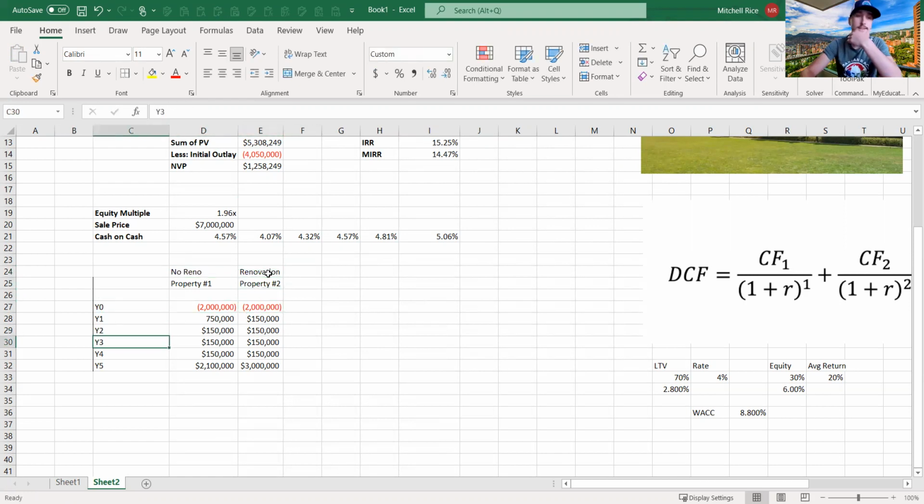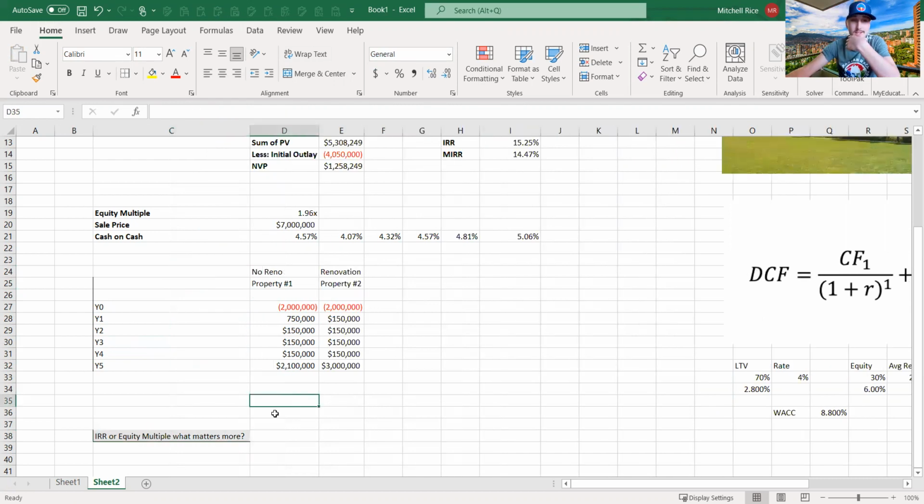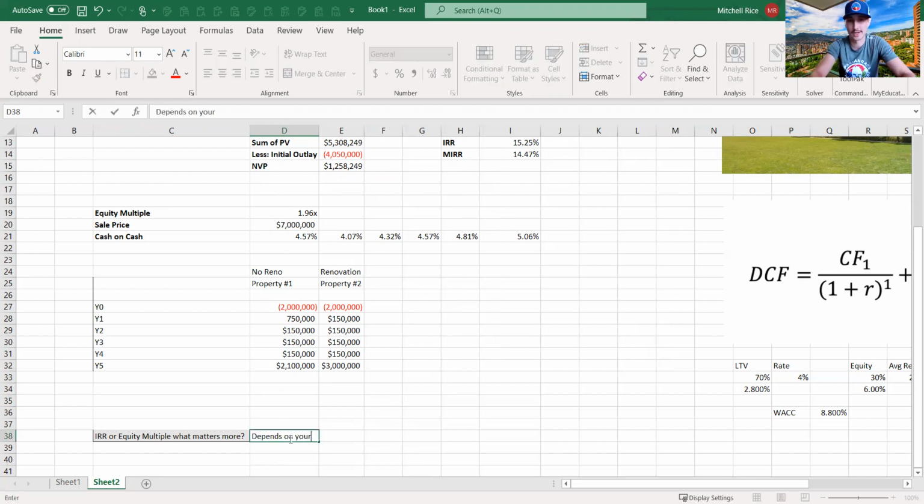And then because of that, in year 5, because property 1 didn't renovate, you're getting less out of it. You can't sell it for as much as property 2 could. So the reason I'm showing you this example is because for every project we have to ask a question. Or I always ask myself, what's more important, the internal rate of return or the equity multiple? I always hear, okay, what matters more? And the answer really is, it depends on your strategy.